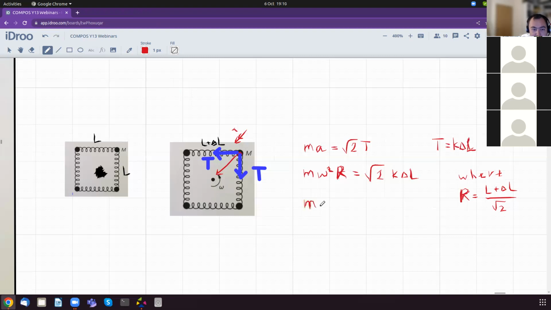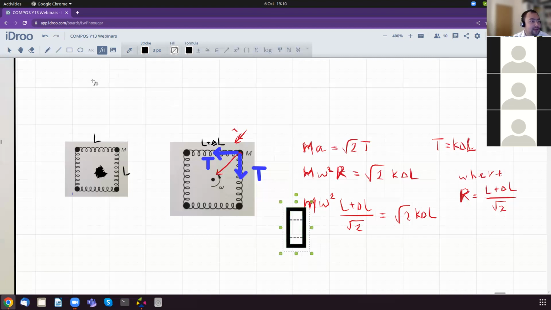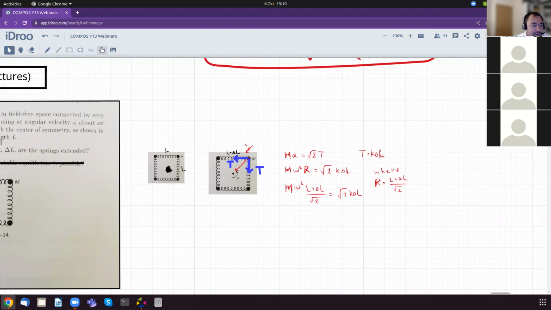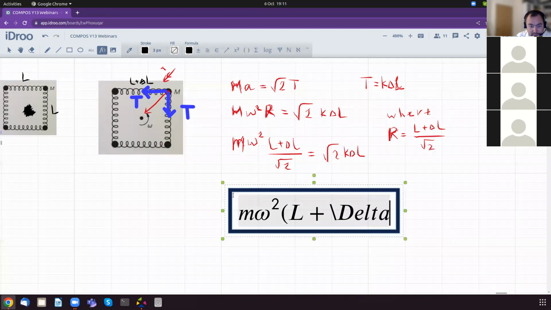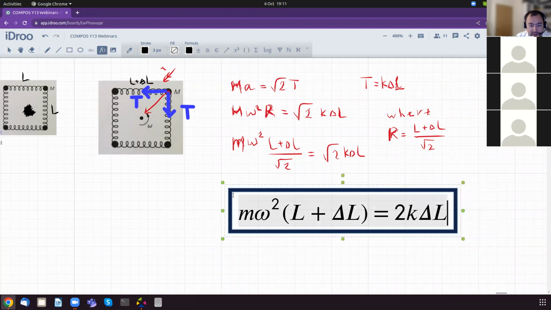So that's going to be capital M omega squared r, which is L plus delta L divided by square root of 2, equals square root of 2 k delta L. Square root of 2, we'll multiply this out. I'm going to type because something's wrong with my pen. So it's going to be M omega squared, L plus delta L, equals 2k delta L.